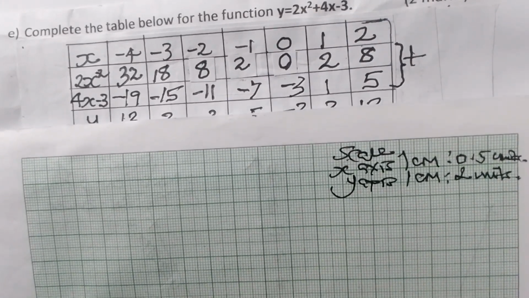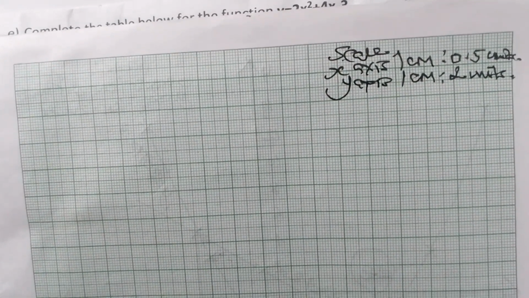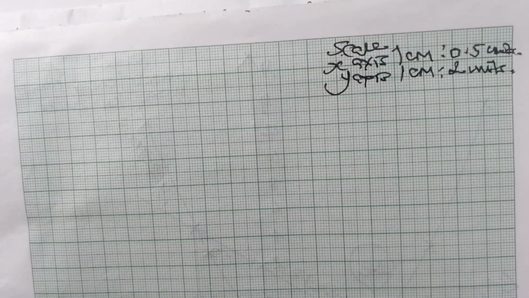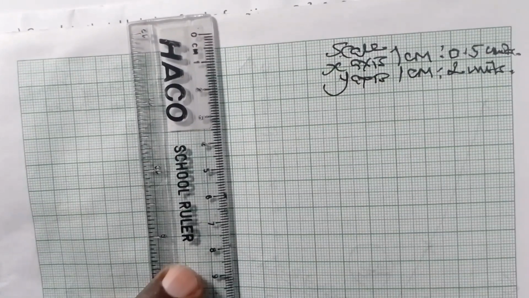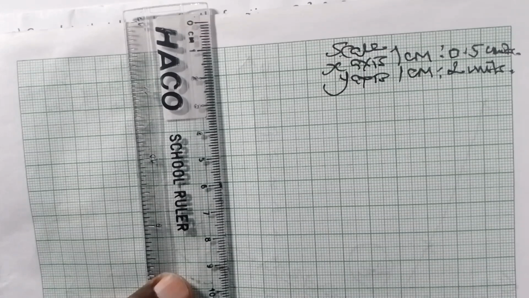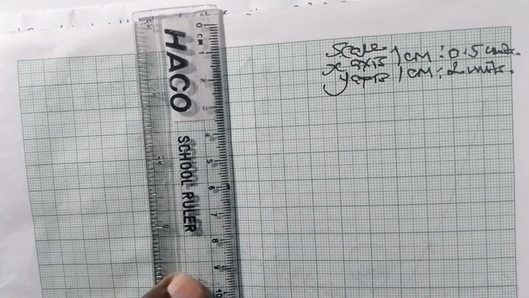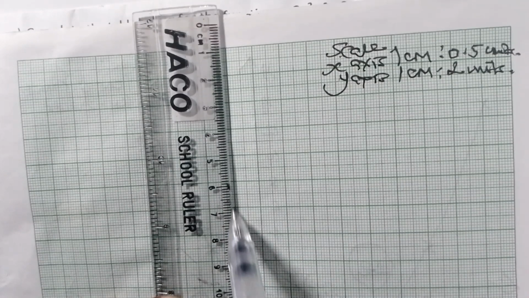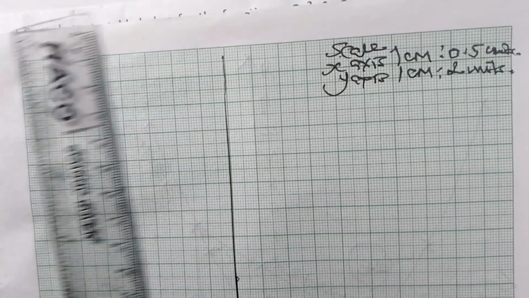After that, get a ruler to draw the Cartesian plane. I'm using my black pen so that I can be able to see what is being done, but for your case you'll have to use a pencil.